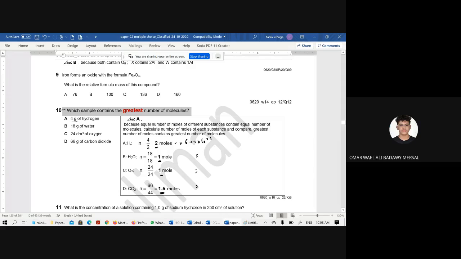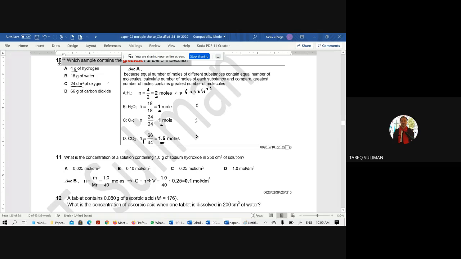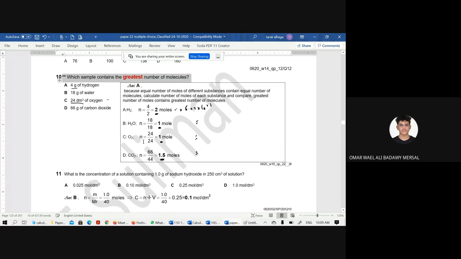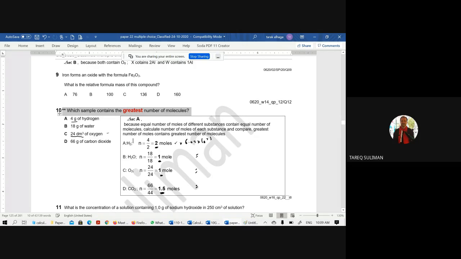Clear? Look at this part C. The given is what? In decimeter cube. So I found what? I divided this by what? By 24. Okay? Clear?